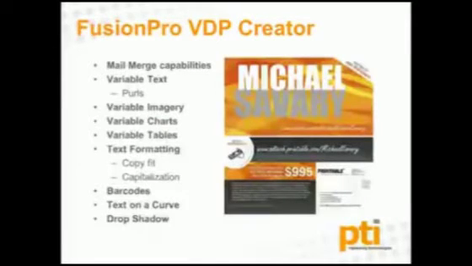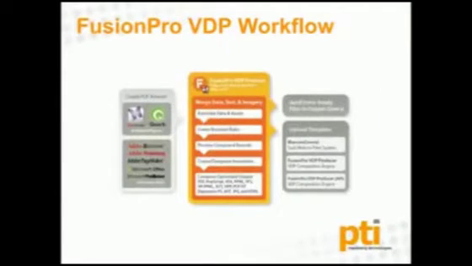So the FusionPro VDP product summary. These are some of the functions that you should know about before purchasing and would expect to be there. Mail merge capabilities, your addressing, merging paragraphs of text, variable text, and a great example is PURLs, could be anything else. Variable imagery, if you have different images and you want them to switch based on a trigger, charts, tables, text formatting, barcoding, like Intelligent Mail barcode, POSTNET barcode, or QR codes. And we'll go through all those in a demonstration. Text on a curve and drop shadow.